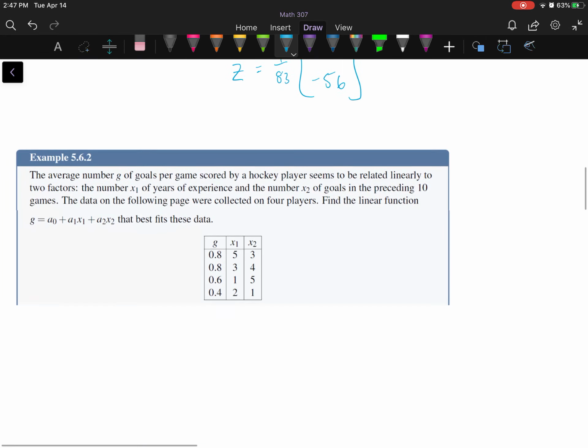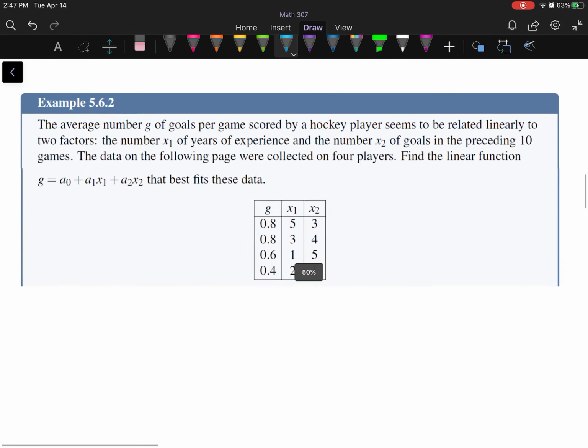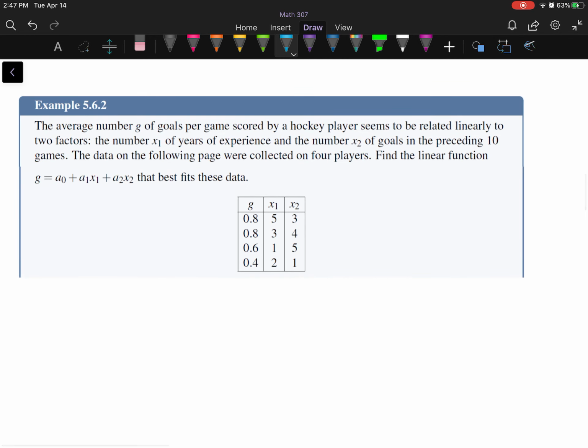Okay. Moving on to example 5.6.2. This one does not have a nice GeoGebra representation, mainly because we're starting to get into an amount of data that would be difficult to visualize geometrically, and because we're three-dimensional beings.